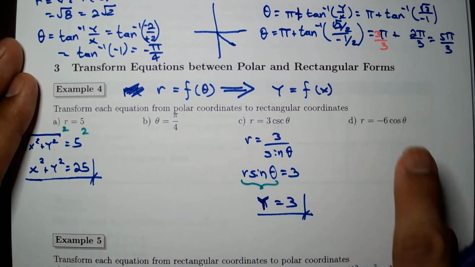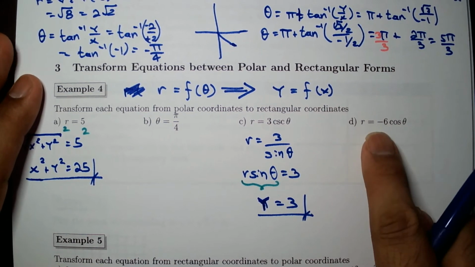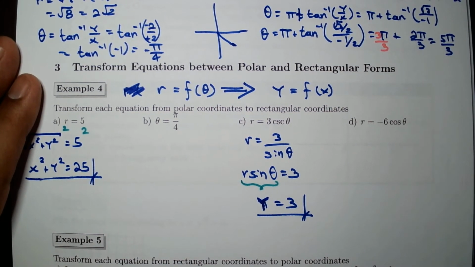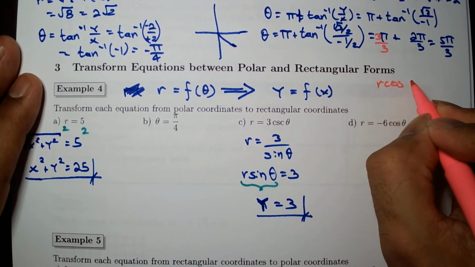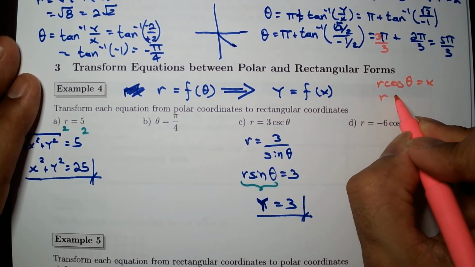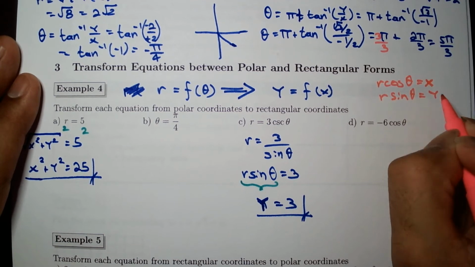And let's do one more. Well, r equals -6 cosine theta. Well, what about this one? One thing when you have sines and cosines, you're looking for two things. Number one, you're looking for r cos theta to transform that into x, or you're looking for r sine theta to turn that into y.